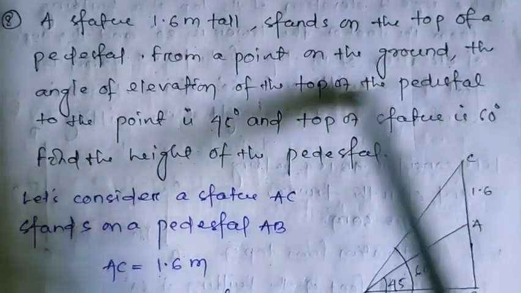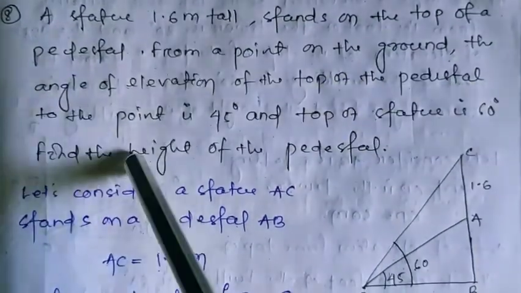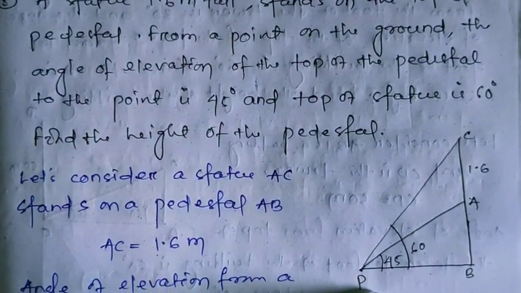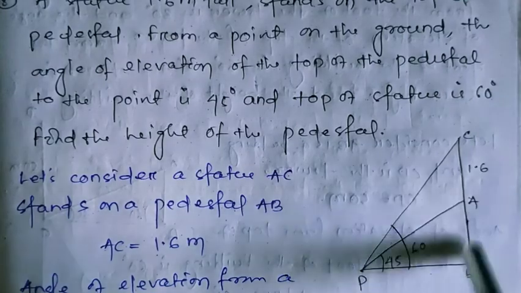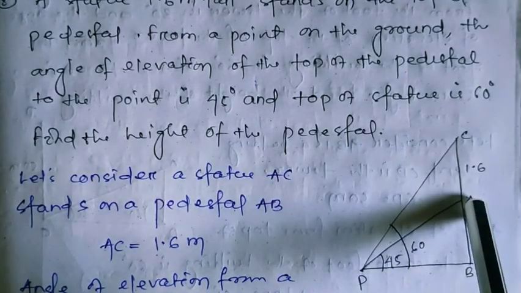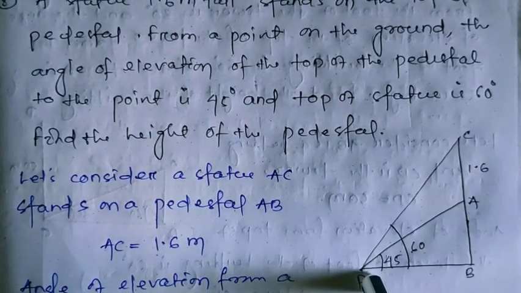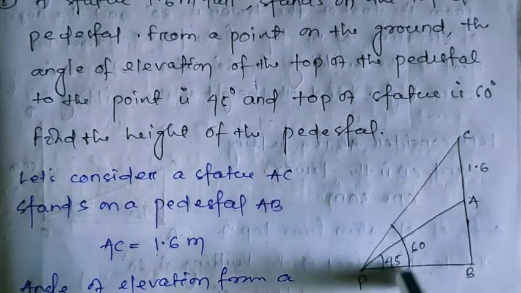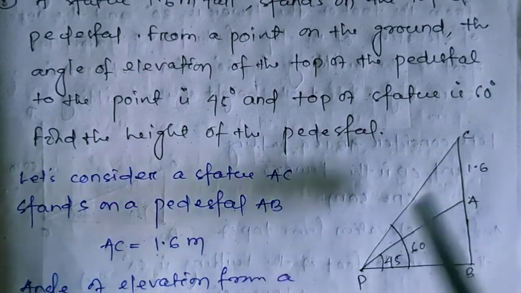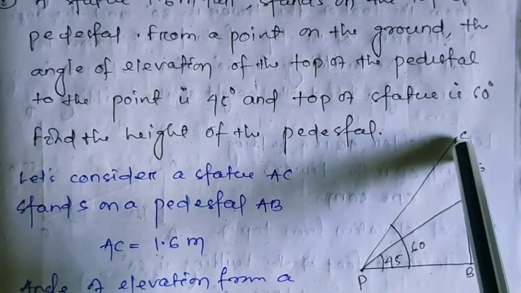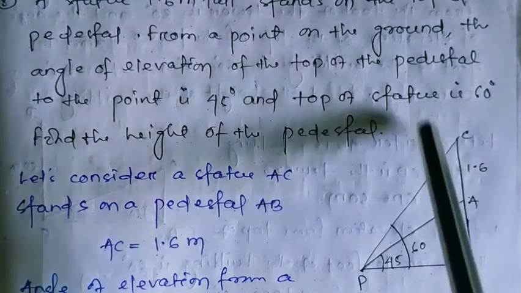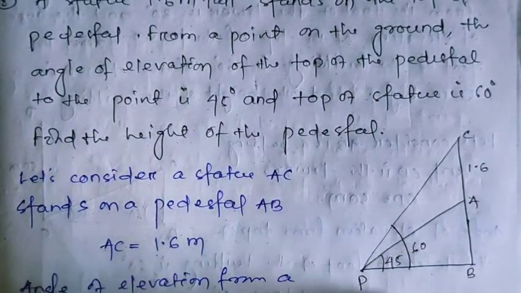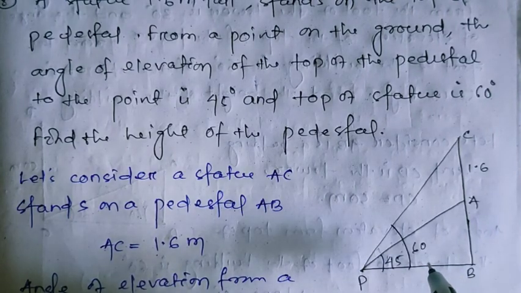From a point on the ground, the angle of elevation of the top of the pedestal is 45 degree. Let us consider a point P from which the angle of elevation to the top of the pedestal is 45 degree, and the angle of elevation from point P to the top of the statue is 60 degree. So this angle is 60 degree and this angle is 45 degree.